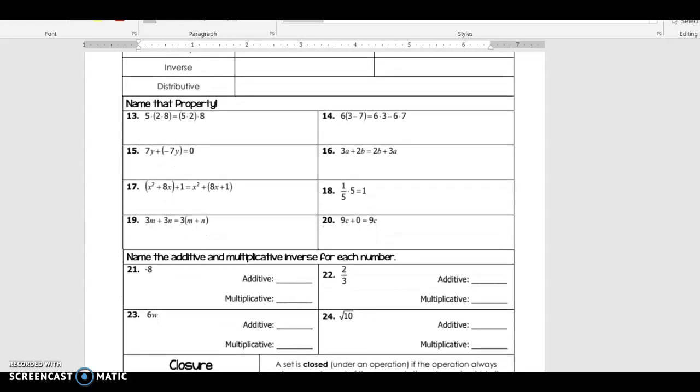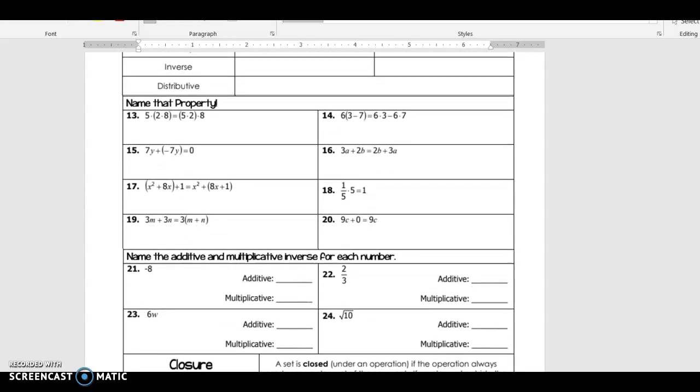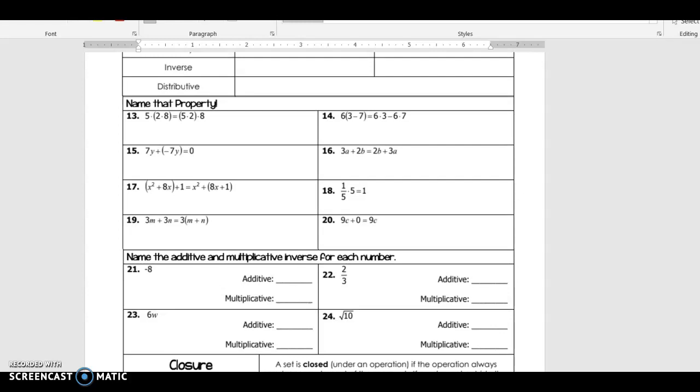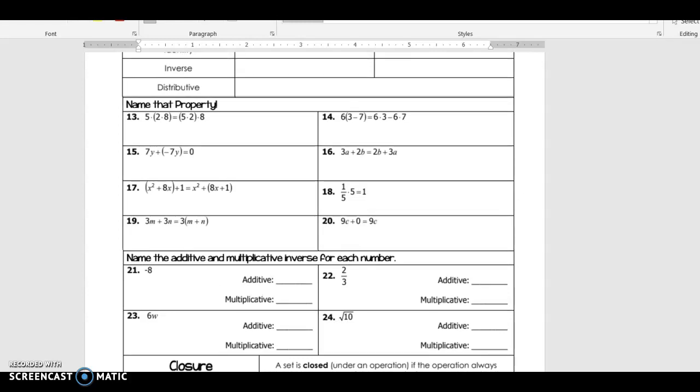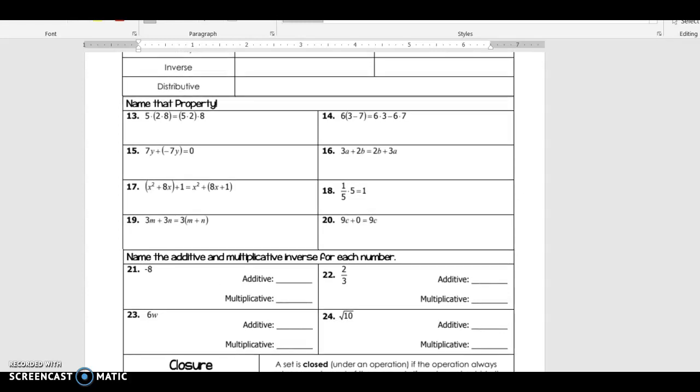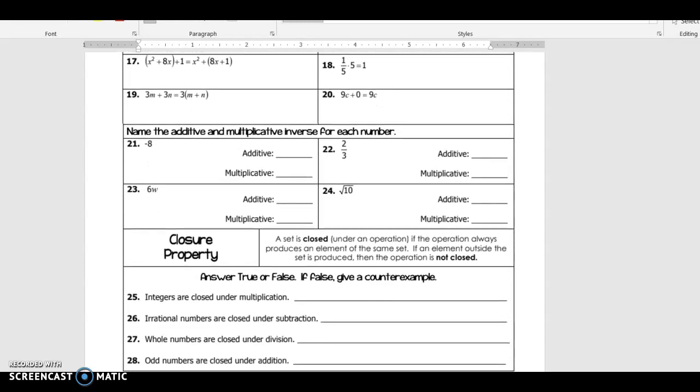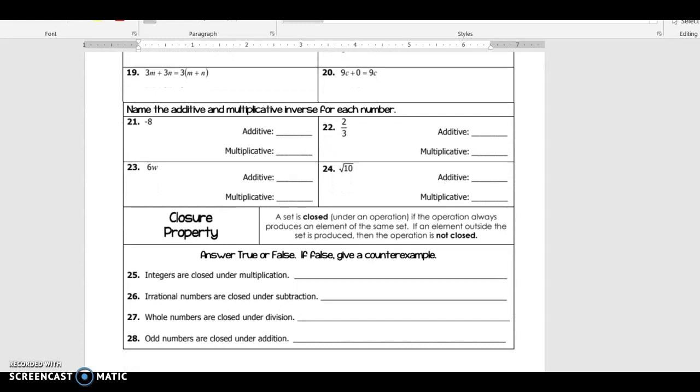Finally, it takes it a little bit step further with the additive versus multiplicative inverse. Using our properties, they had to actually transfer their knowledge and apply it. And then finally, I had a closure property on there just so that they saw something new, something we didn't talk about, and they had to figure out what that meant.